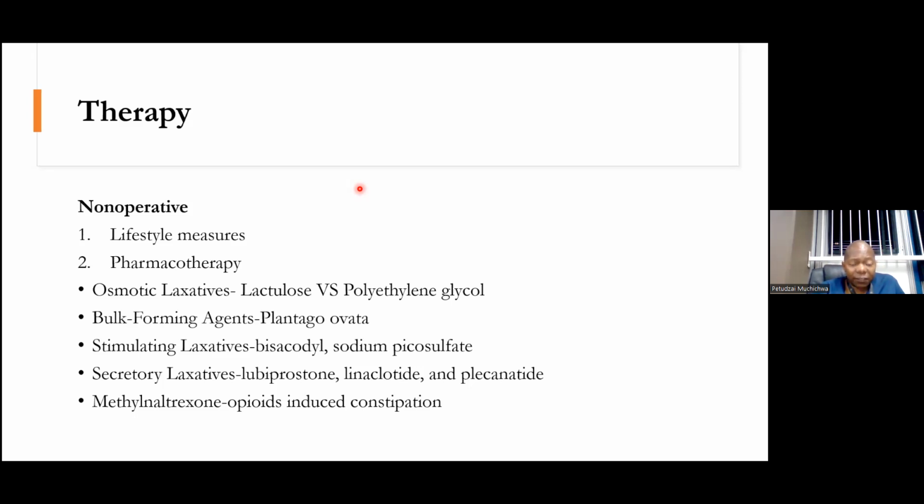Lately, there are secretory agents like lubiprostone, linaclotide, and plecanatide. How these agents work is they act on the chloride channels in the large intestine, secreting chloride into the large intestine. Then sodium follows to maintain electrical neutrality, and once sodium comes in, water also comes in. Then we have increased bowel motion with these agents. Specific to opioid-induced constipation is methylnaltrexone.